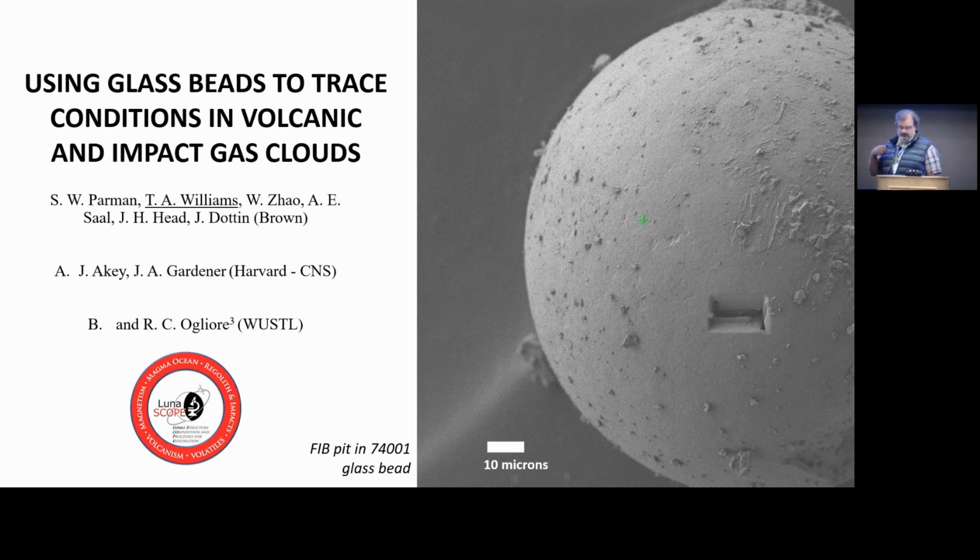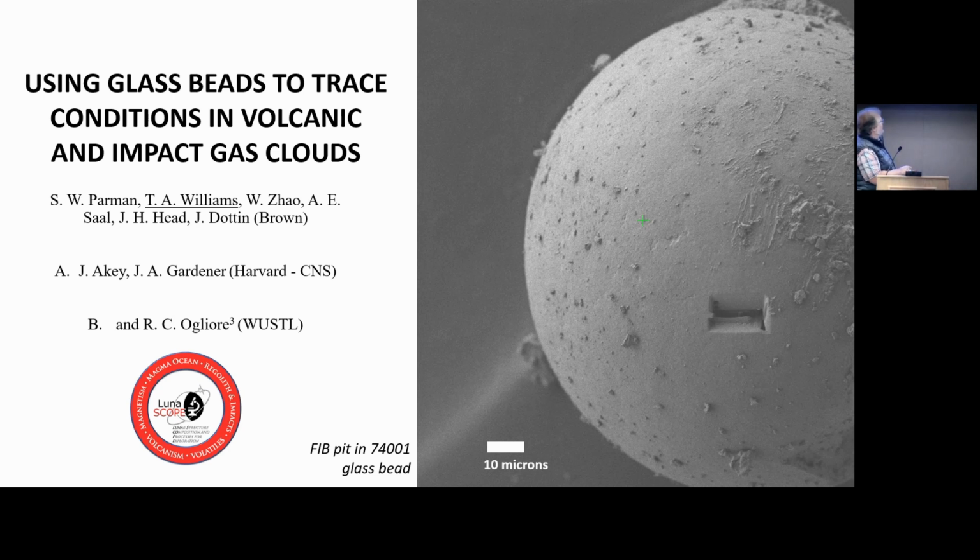And just to introduce the beads, here's an orange glass bead. Actually, it's probably a black glass bead from 74001. This is a 10 micron scale. And you can see it almost looks like a planet at this scale. There's so many features on it. You could really spend almost a whole thesis on a single bead. There's so much information here.